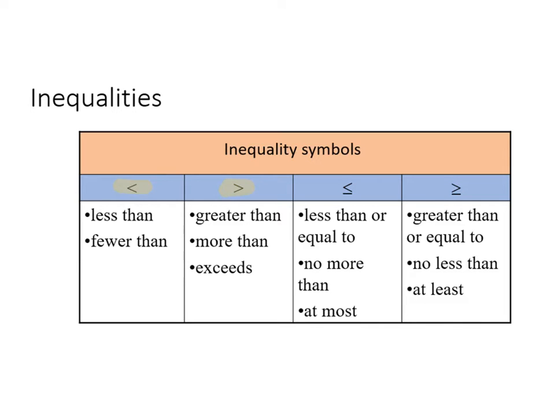The ones that are new are this one, the less than symbol with the line underneath. What that means is it's less than or equal to, no more than, or at most. And the far one on the right is the greater than symbol with the line underneath, and that's read as greater than or equal to, no less than, or at least.